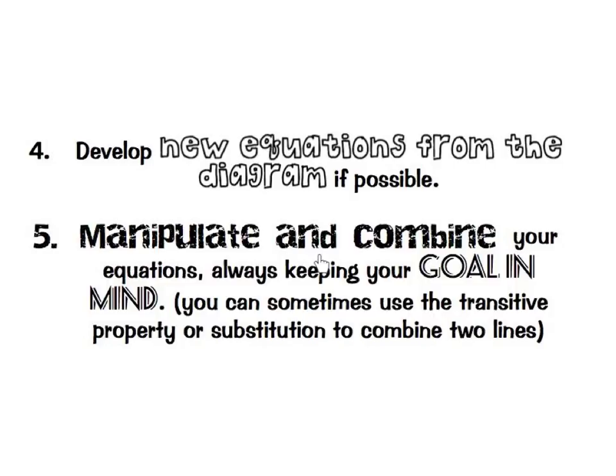Then you want to manipulate and combine your equations, always keeping your goal in mind. So you always want to make statements and give reasons for things that will help you reach your end goal. If it doesn't help you reach your end goal, there's no point in writing it in your two-column proof. And some common things we're going to use are the transitive property or substitution to help us combine two lines.